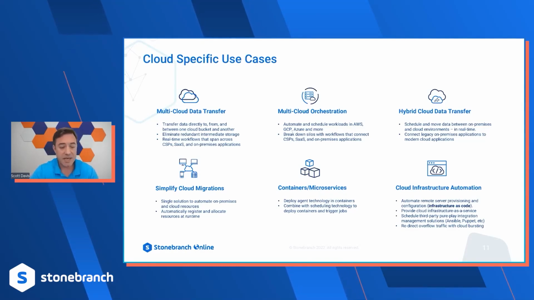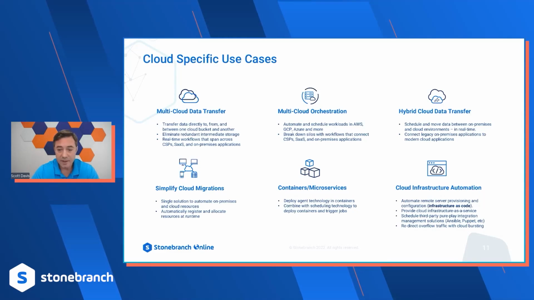In addition, you can't have a conversation about the cloud without having a conversation about containers and microservices. So we have a number of customers where they'll drop an agent, the universal agent, into a container and then be able to do a whole bunch of different things, move data back and forth from applications in the cloud or on-prem. And that's another specific use case that we see in the market and people doing with the Universal Automation Center. And then finally on this list is cloud infrastructure automation. And when we're talking about cloud infrastructure automation, there's really a couple different ways to do it.